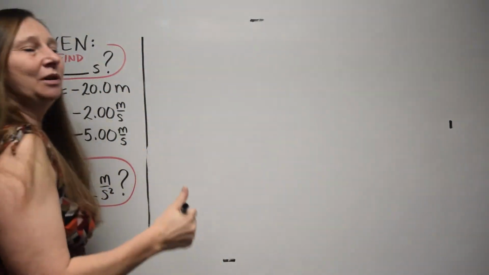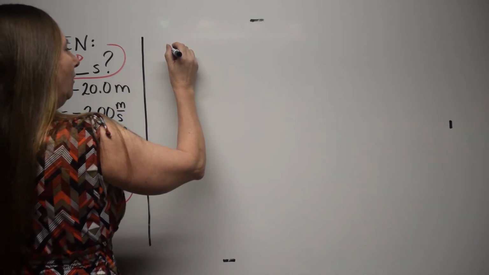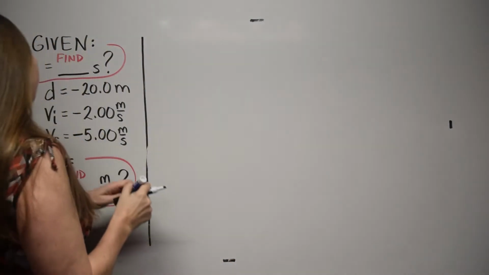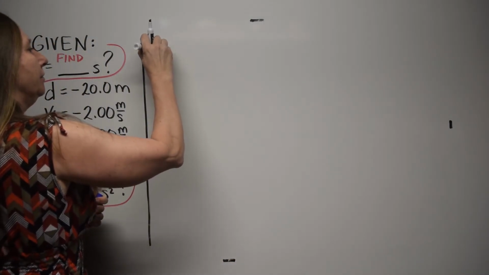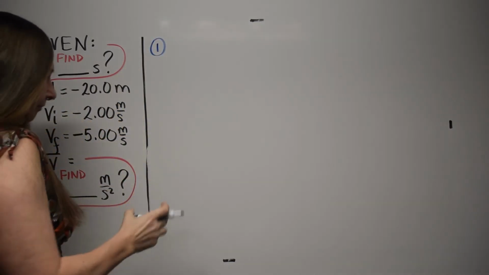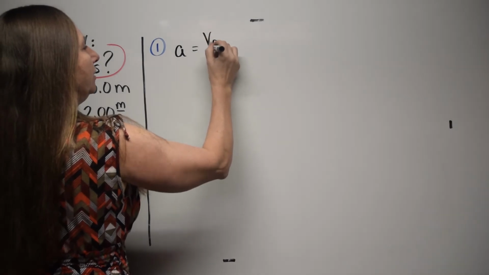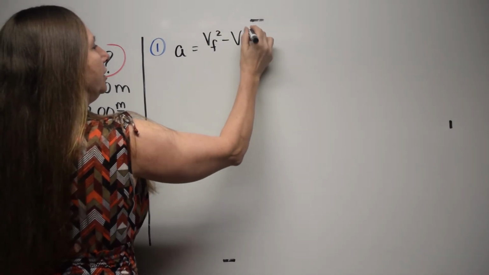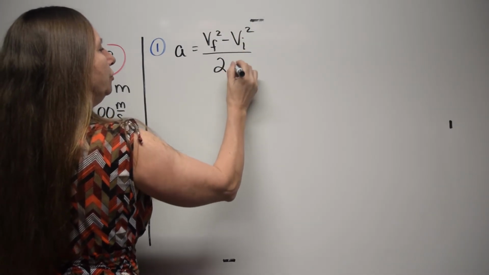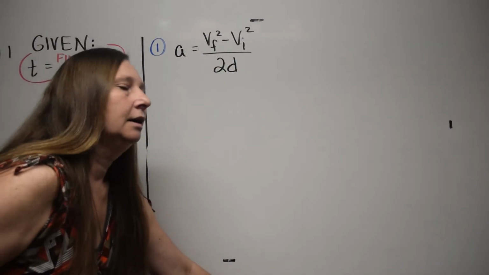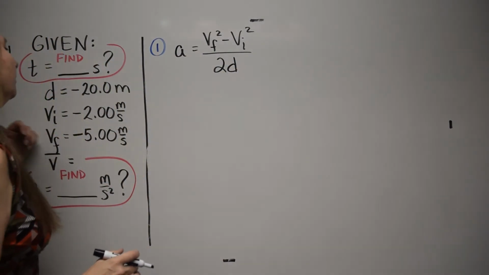So there are some preliminary steps. The first equation that we will be using here is A equals V final squared minus V initial squared all over 2 times D. Now, let me tell you something here.